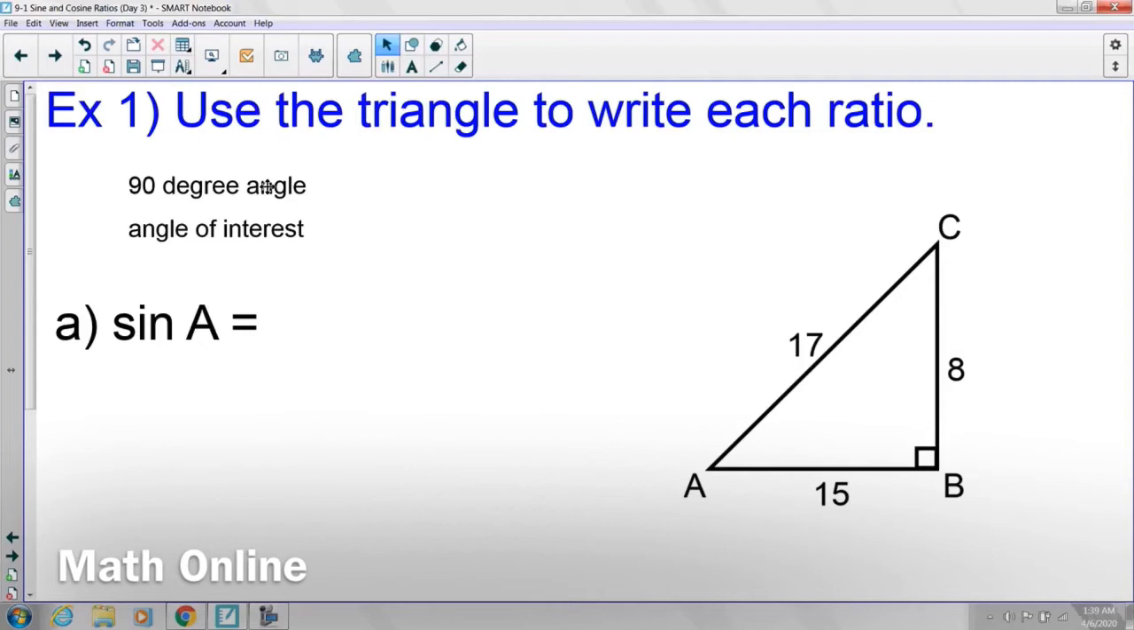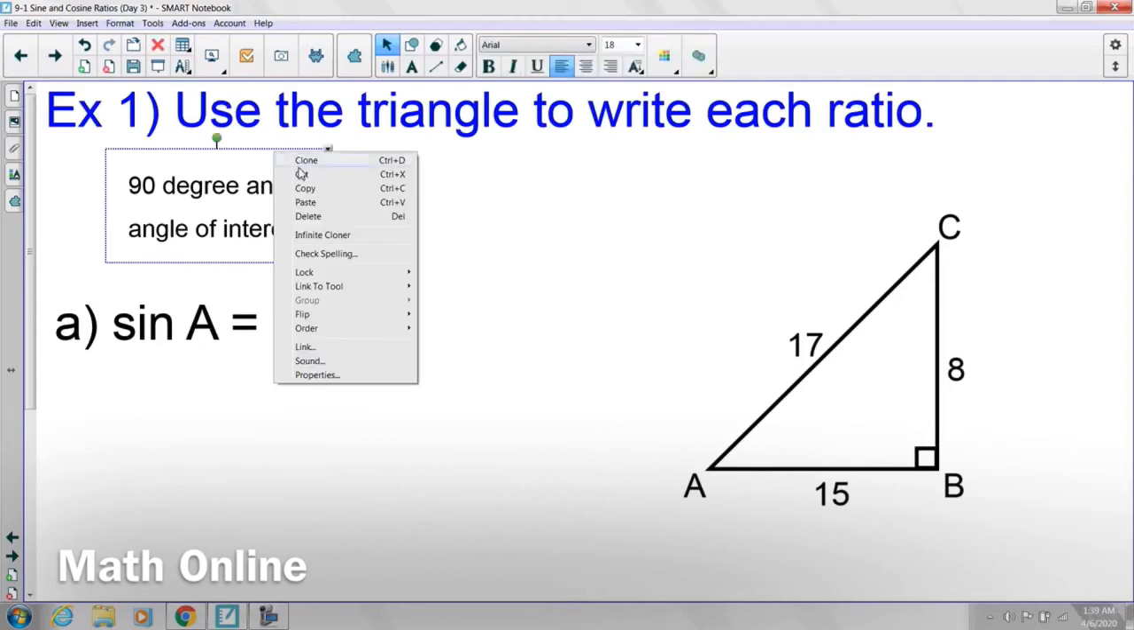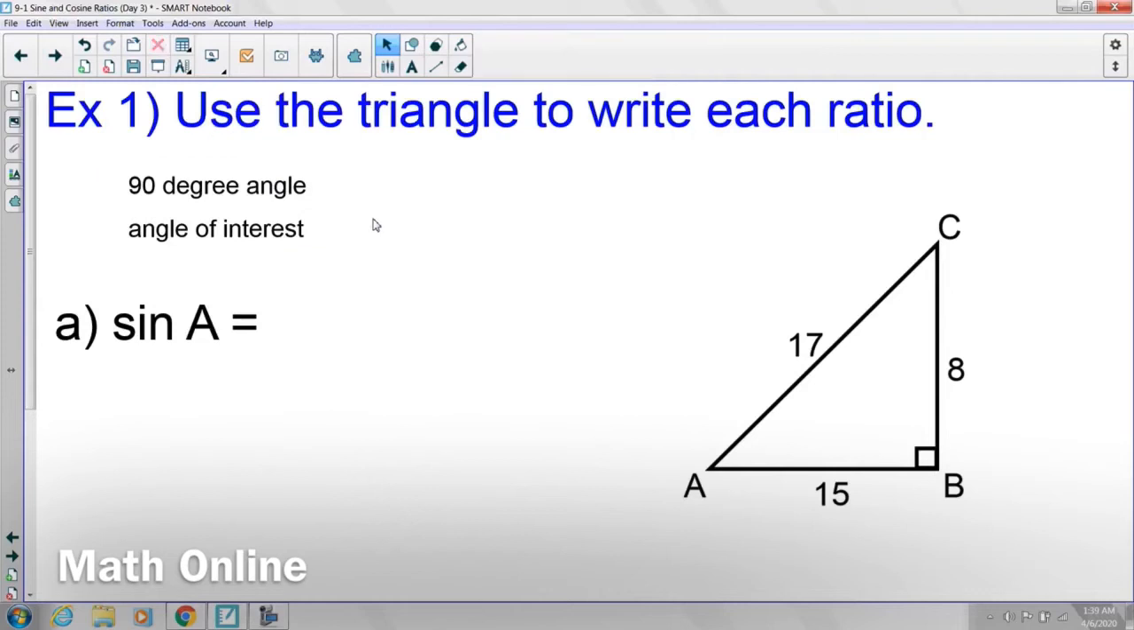So I'm actually going to copy this so that I don't have to write it over and over again. So copy, and it should let us paste it on the next slide. All right, so we need those two things: identify where the 90-degree angle is, identify what the angle of interest is. Now, the 90-degree angle is really easy to find. You just have to look for the box. So in this case, oh, there's the box. So angle B, it measures 90 degrees, right?